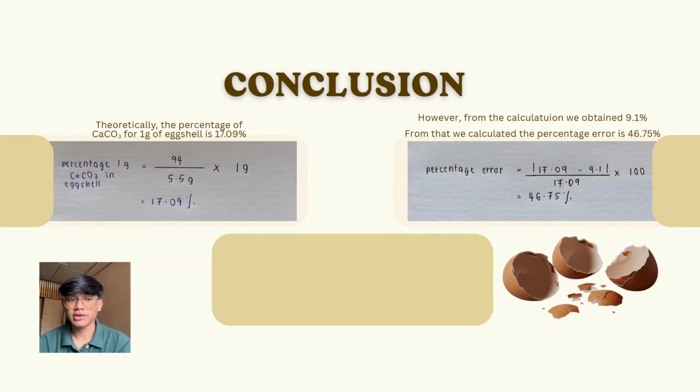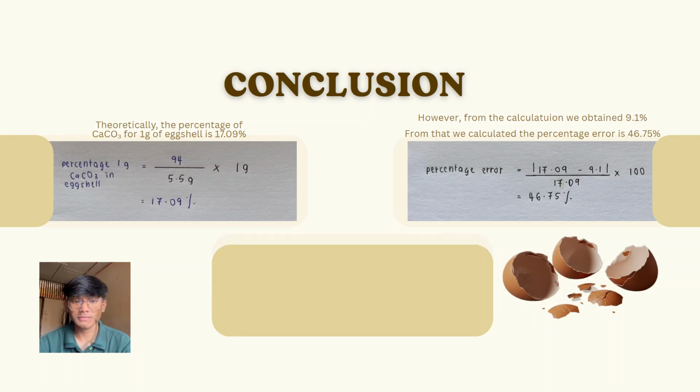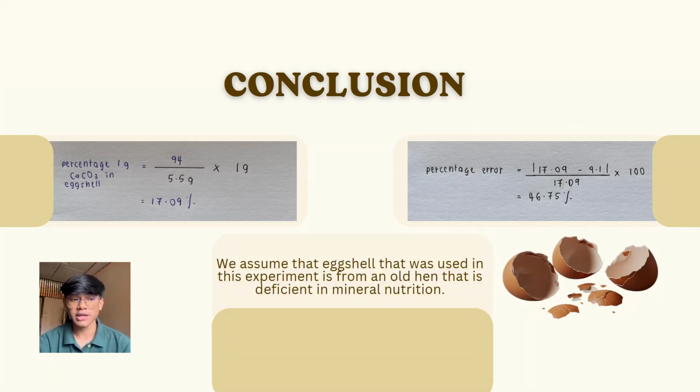In conclusion, theoretically, the percentage of CaCO3 for 1 gram of eggshell is 17.09%. However, from the calculation, we obtained 9.1%. From that, we calculate the percentage error, which is 46.75%. So, we assume that the eggshell that we used in this experiment is from an old hen that is deficient in mineral nutrition.